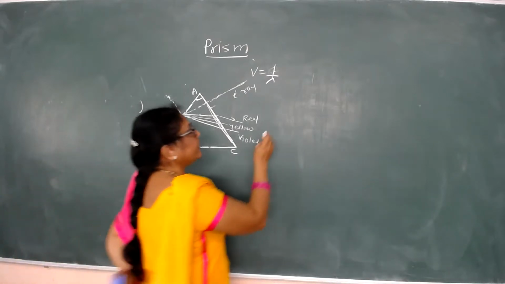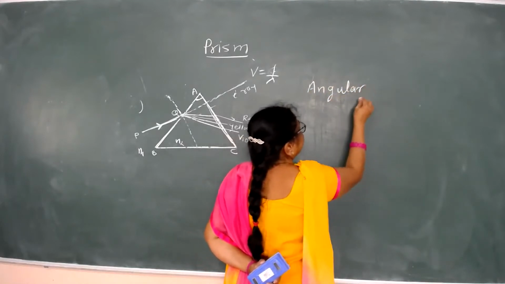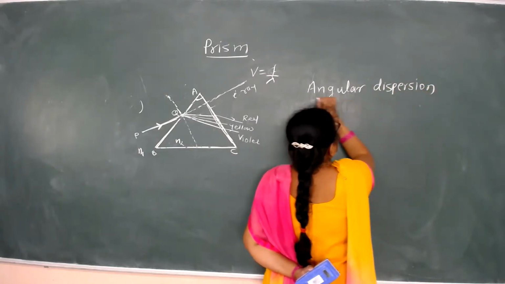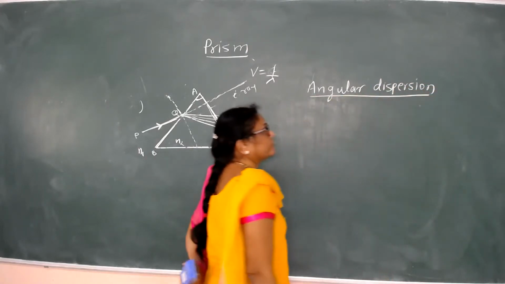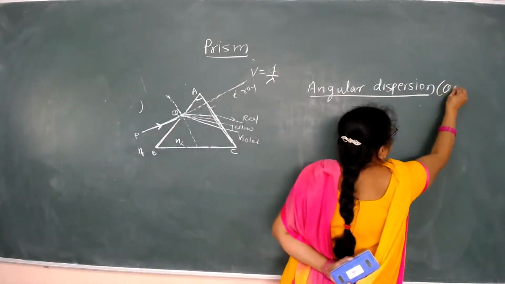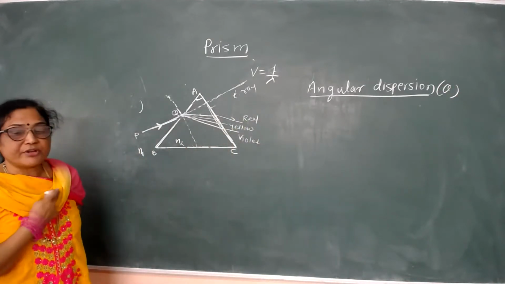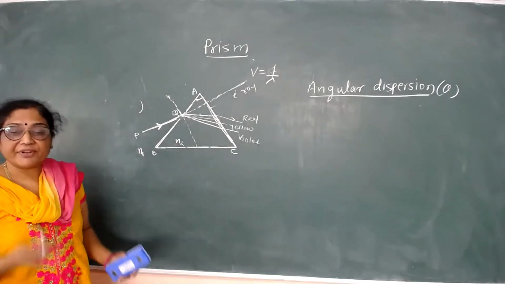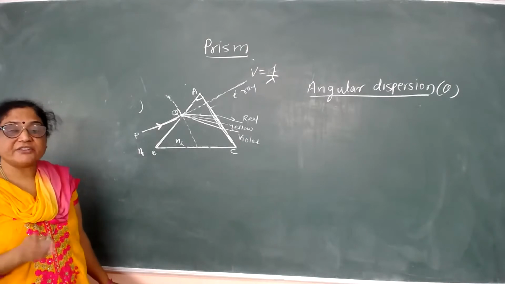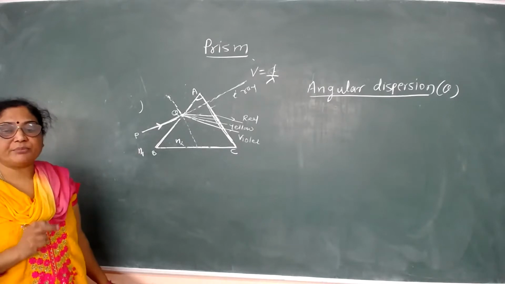Then what is the meaning of angular dispersion? Angular dispersion is denoted by the letter theta. Angular dispersion is defined as the difference between the deviation angles, that is, the maximum deviation and the minimum deviation.